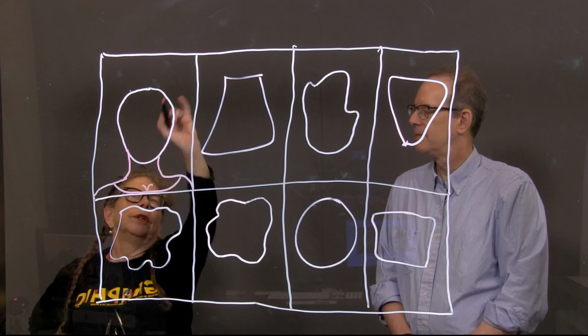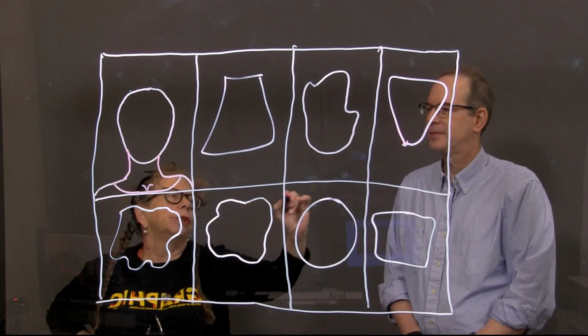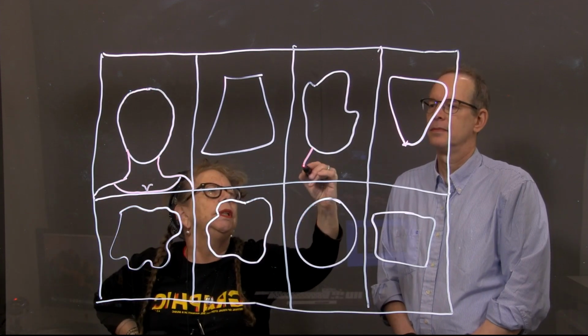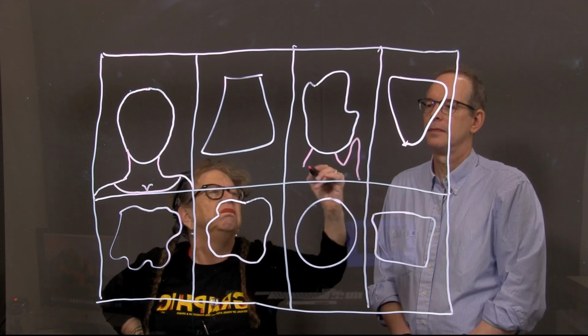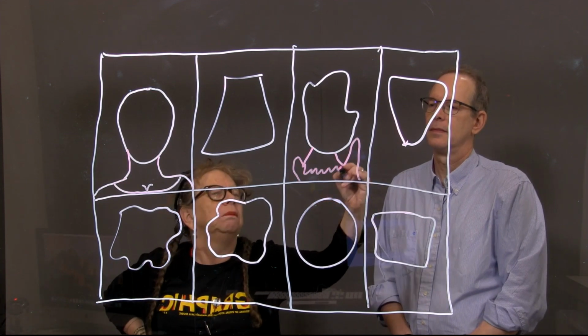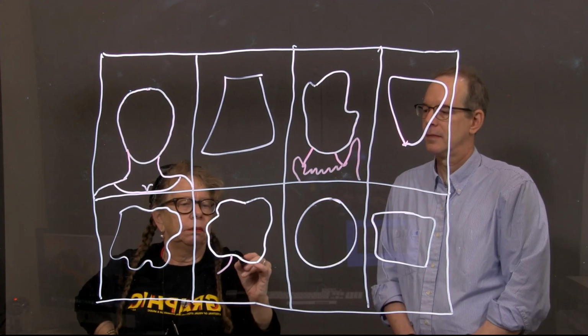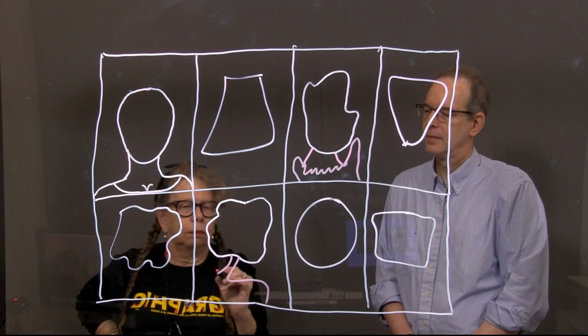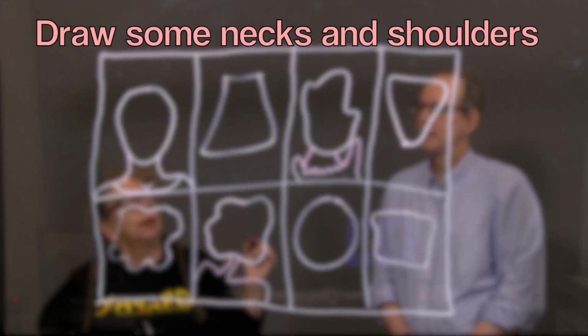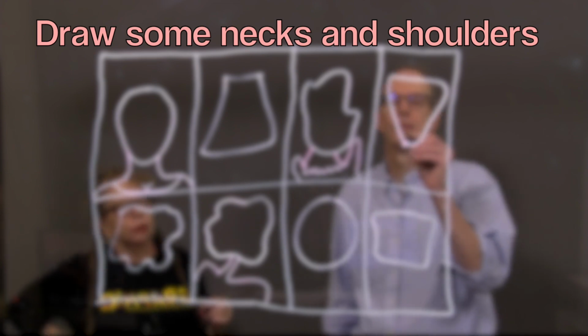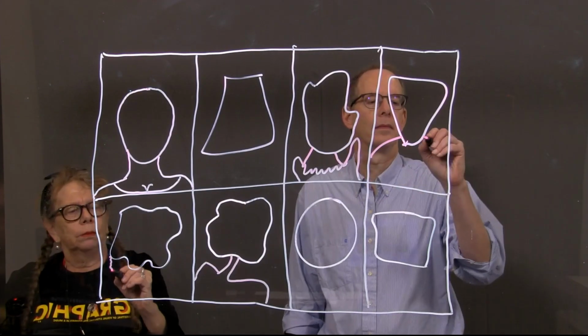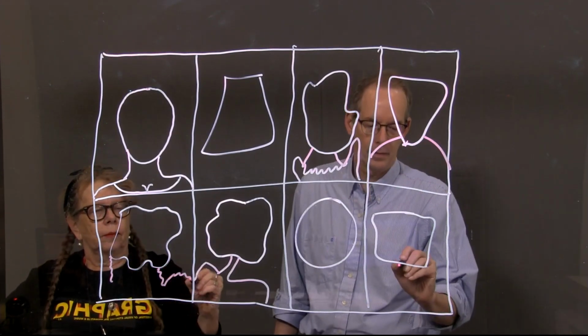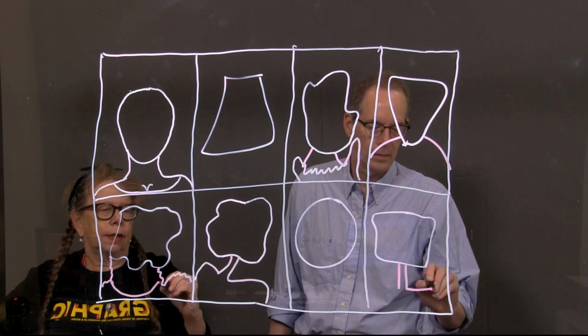So this is going to be a girl. So that can be a neck and shoulders. But a neck and shoulders can also be that, or it can be this. So why don't you go ahead and draw some necks and shoulders. I'll do this right here. Give them a little neckline.